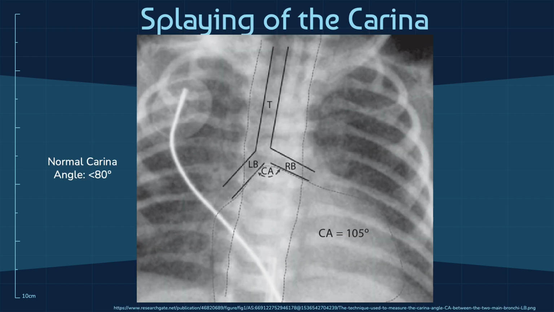Now in this example, we talk about something called the splaying of the carina. Remember I mentioned earlier that the carina's angle is important. The normal angle of the carina is usually less than 80 degrees. But when it expands to greater than 90 degrees, as you see in this example, which is 105 degrees, then that is usually a pathological finding. And a common cause of why the carina would be splayed, or the angle of it widened, would be left atrial enlargement.